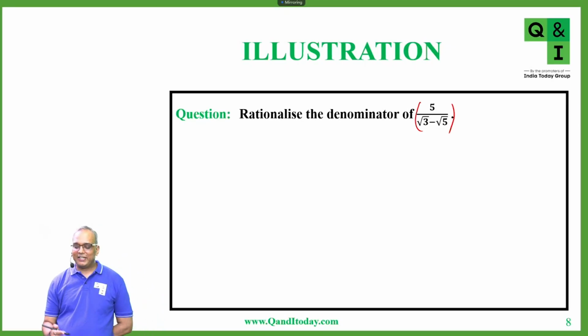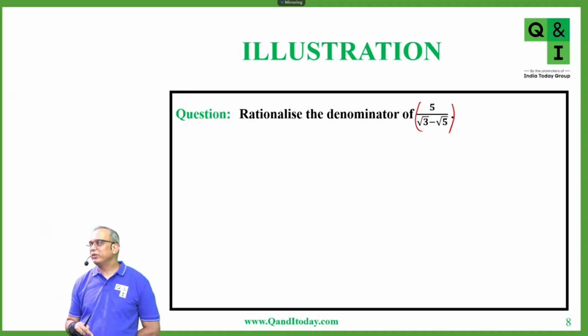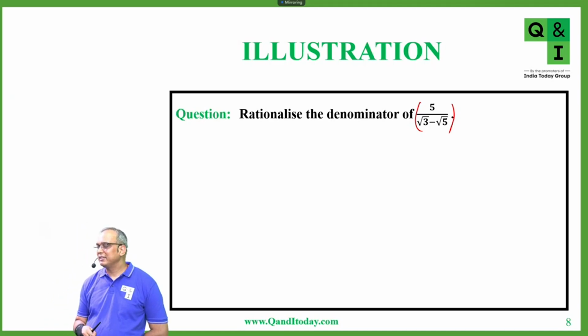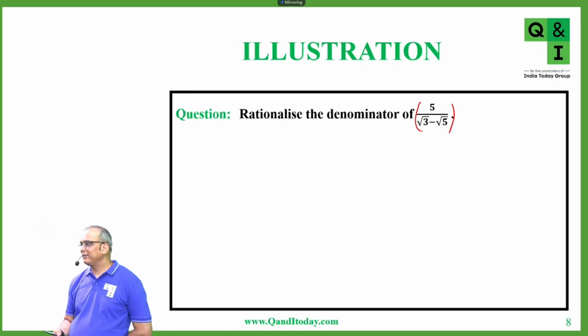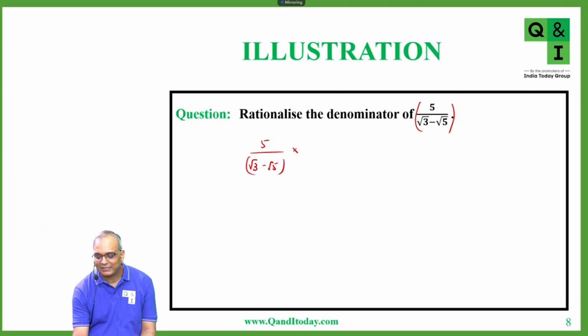So the denominator is root 3 minus root 5, which is an irrational number. We have to convert that into a rational number by multiplying that denominator with its conjugate. So the conjugate of root 3 minus root 5 is root 3 plus root 5. Yes, Anne? So 5 divided by root 3 minus root 5. If we have to rationalize the denominator, we will multiply it by the conjugate of root 3 minus root 5, which is root 3 plus root 5.